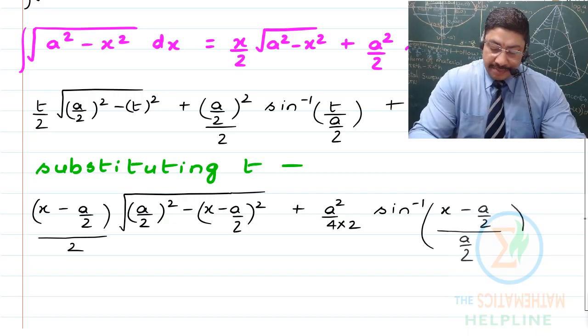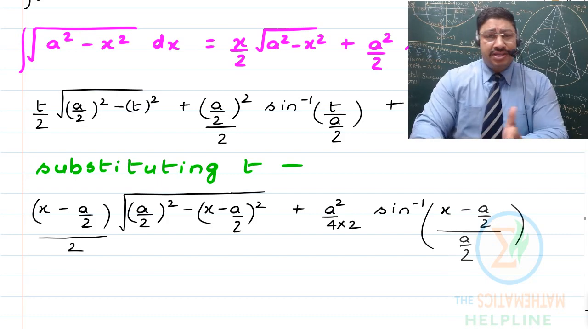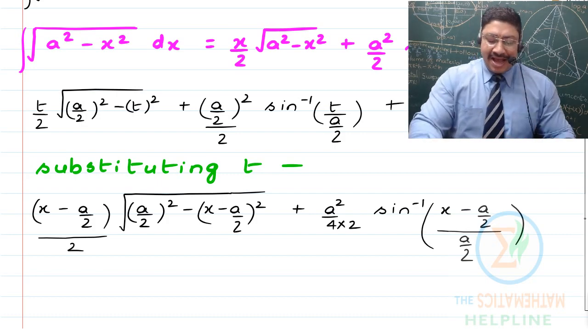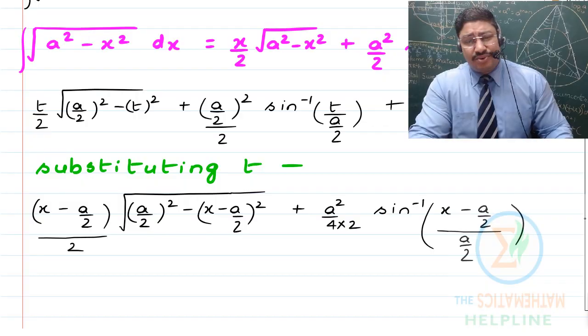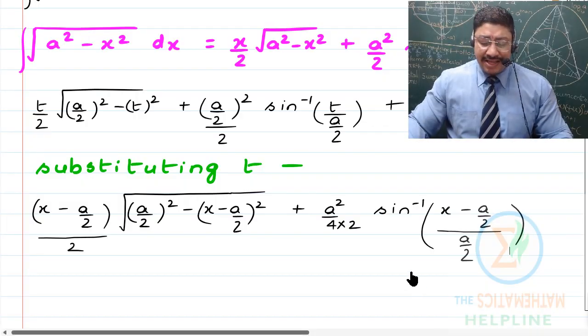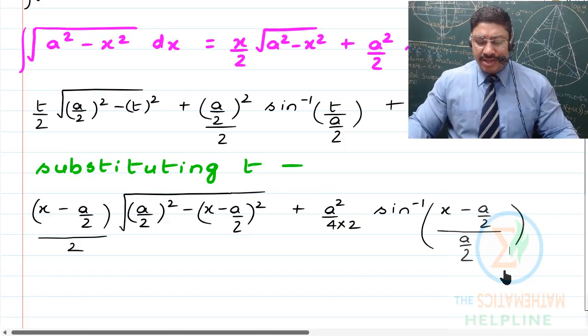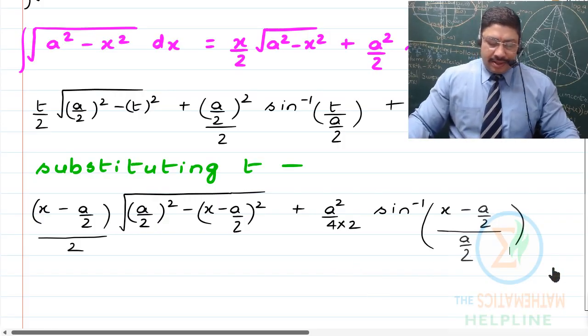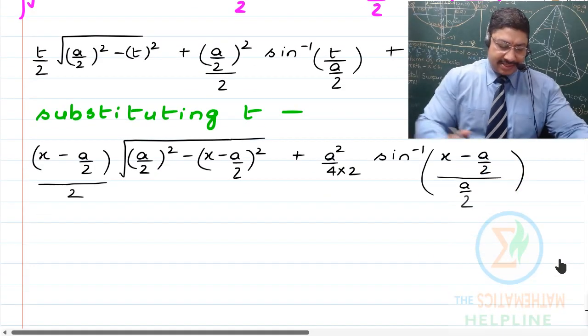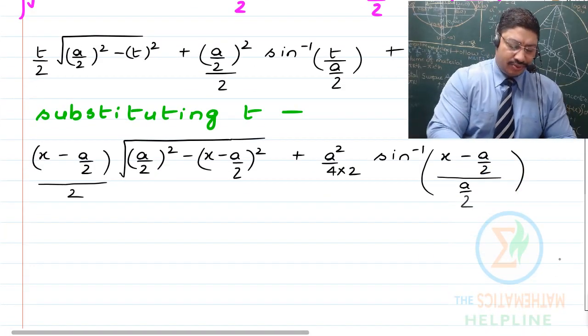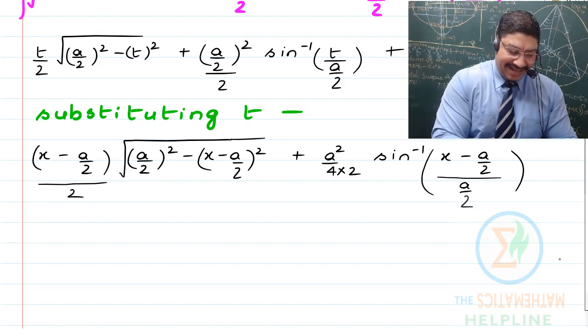Now some people make a mistake of trying to take this a upon 2 outside the sine inverse. You can't take constants out of the sine inverse function, because what is within is actually a value, and the sine inverse process is happening within. So these values which are within are not like the earlier values that we have, so you actually can't take them outside. Sometimes some children make these mistakes pretty innocently, and then you have to make them understand.